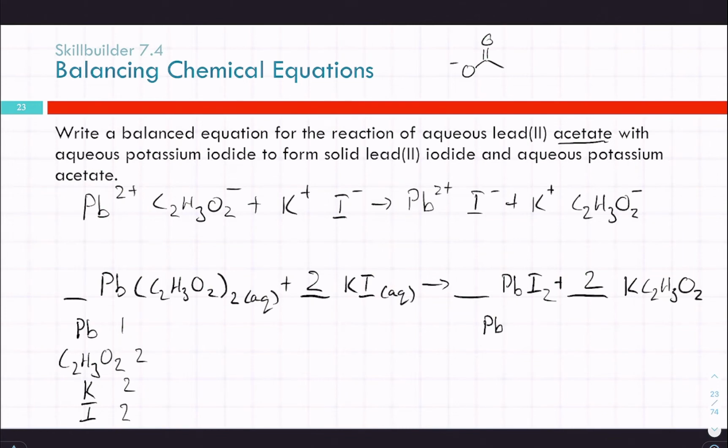Because I always do the reactants first for whatever reason, probably because it's on the left. Then when I go to the right side, I'll write out those elements in the same order that I did on the left side. Makes it easier to compare head to head. So again, 1 lead, 2 acetates, 2 potassium, and 2 iodine.